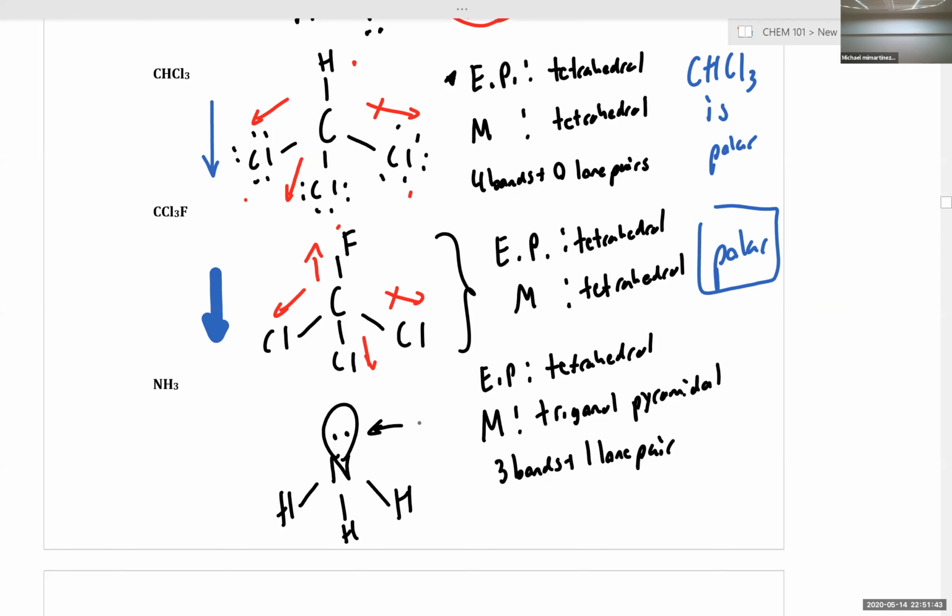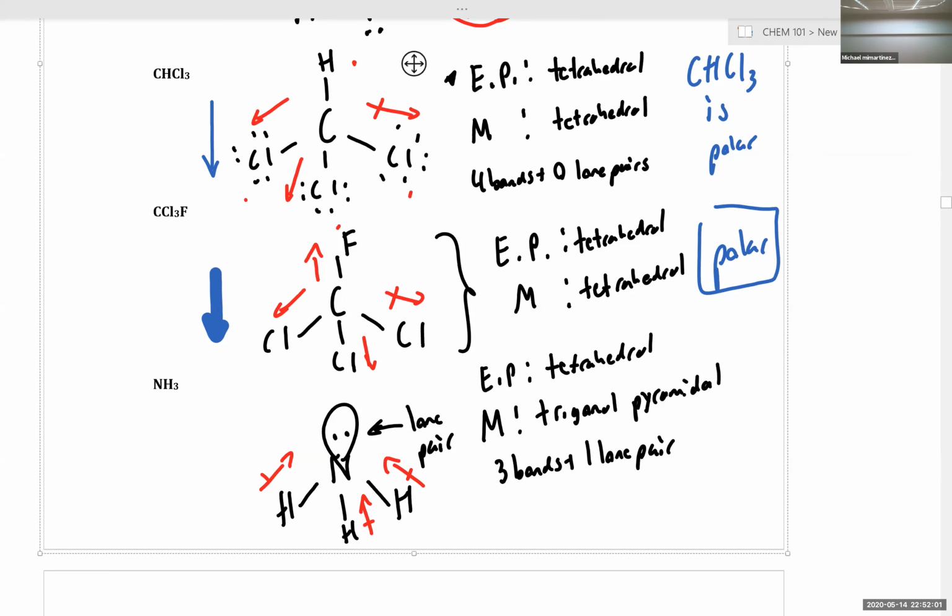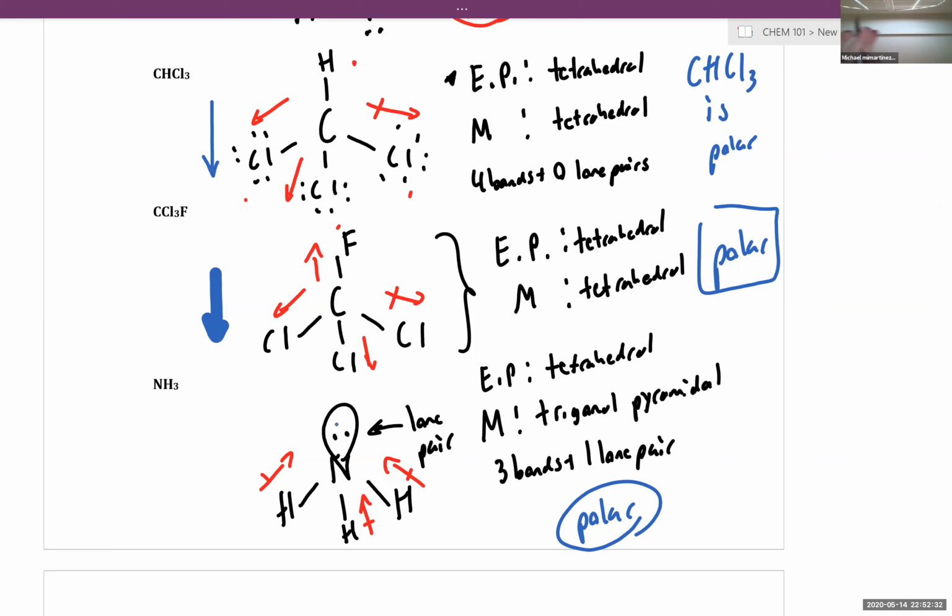Okay, now we clearly see we have a lone pair. So if this molecule has polar bonds and it has a lone pair, is the molecule going to be polar or nonpolar in most cases? Do our dipoles add up in one direction? Polar, yep. It has a net dipole, and the lone pair facilitates this net dipole, makes the molecule asymmetrical.